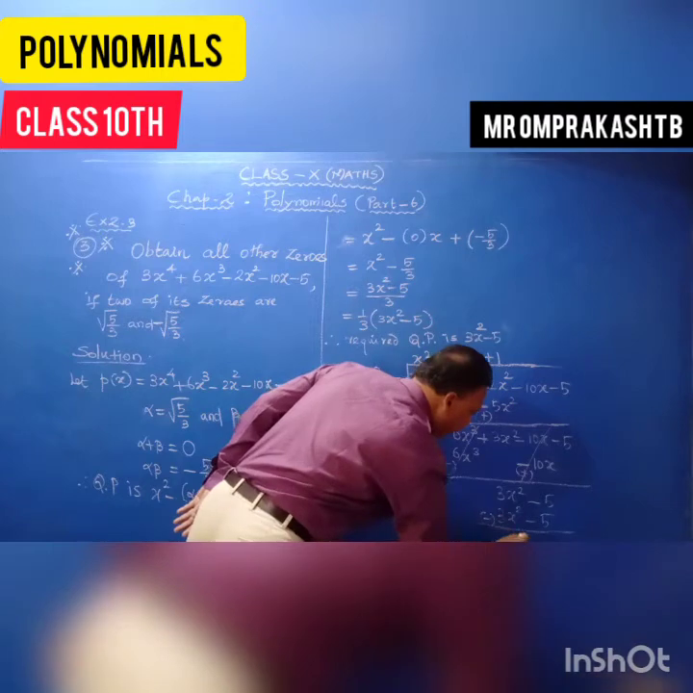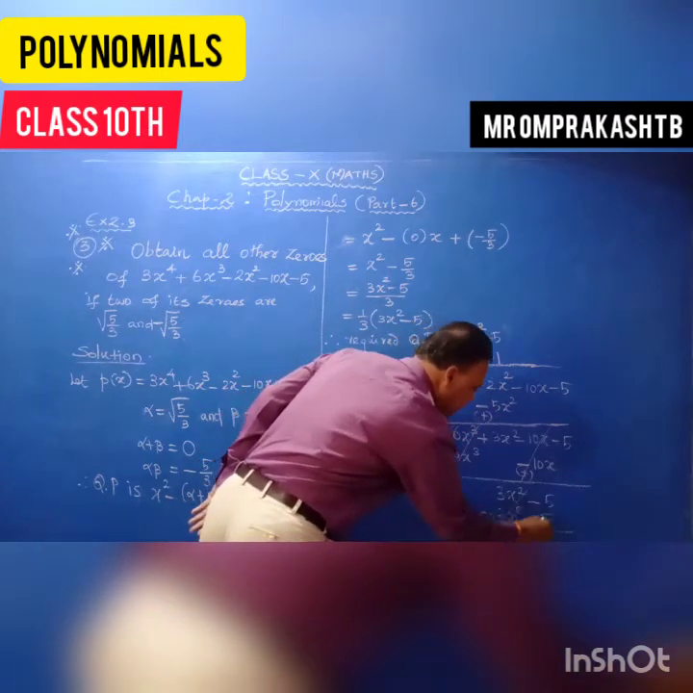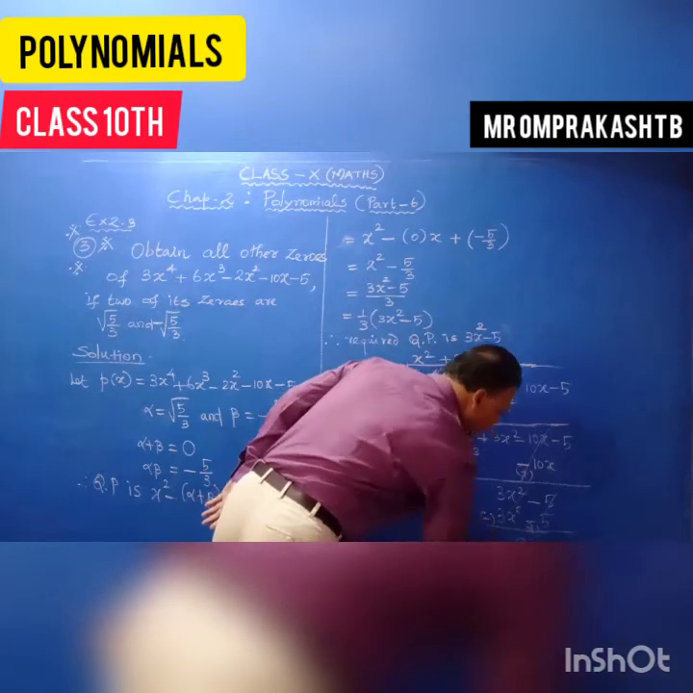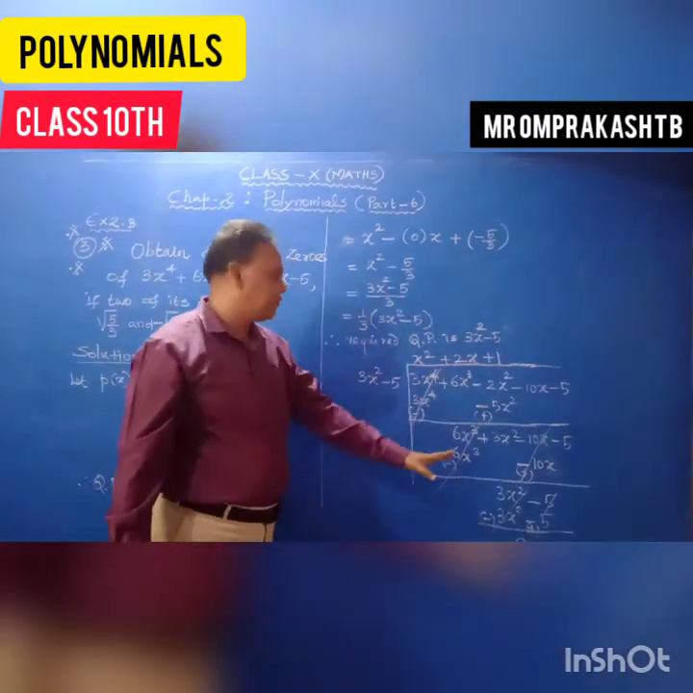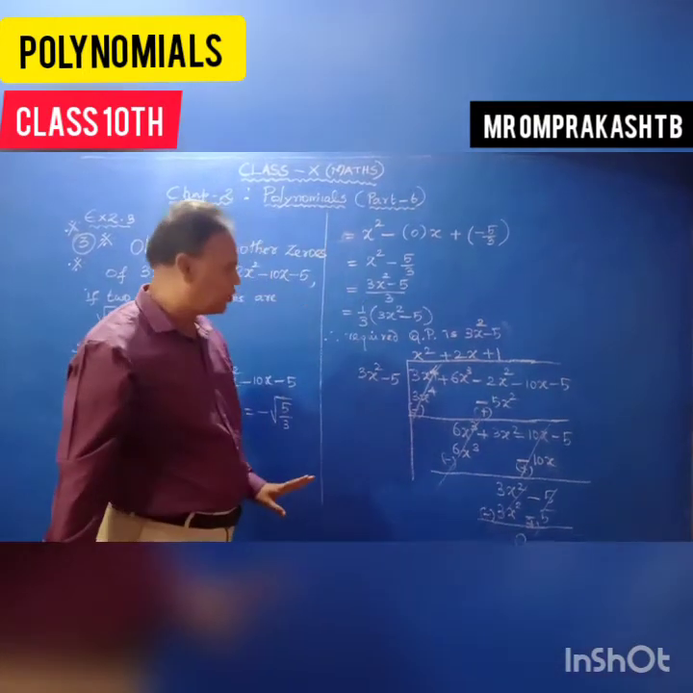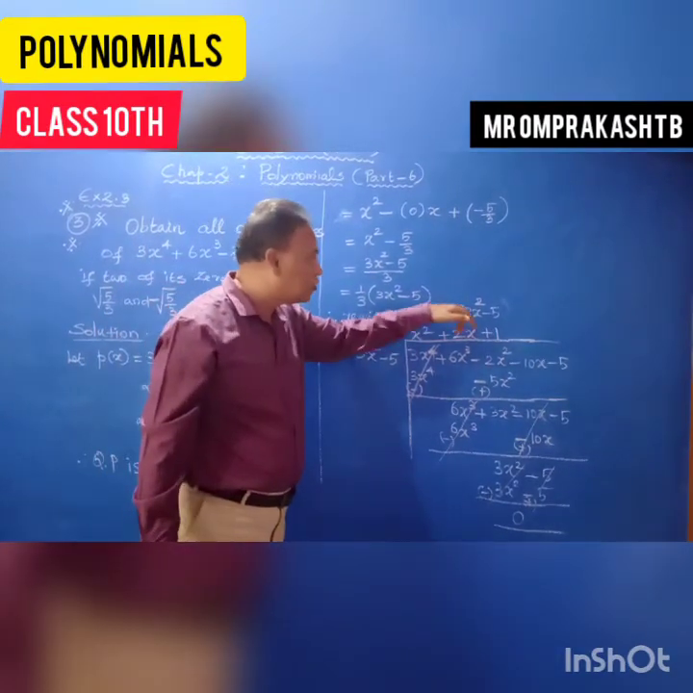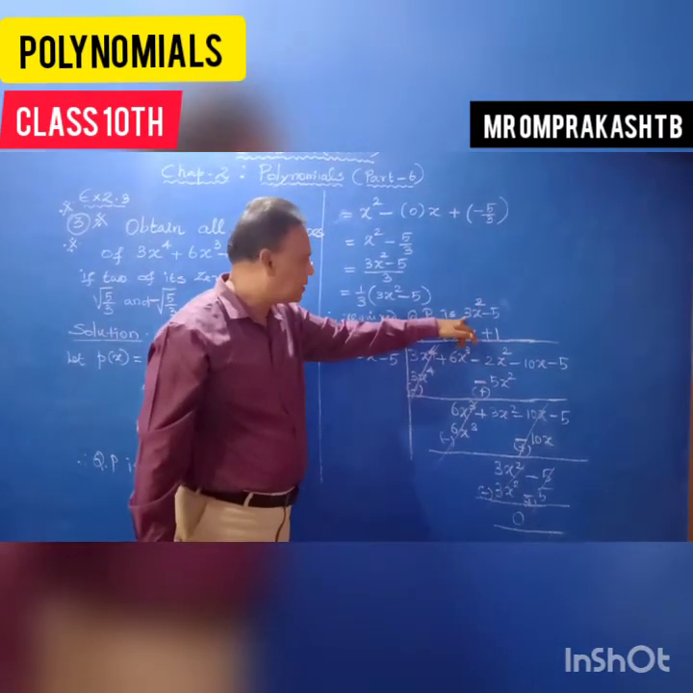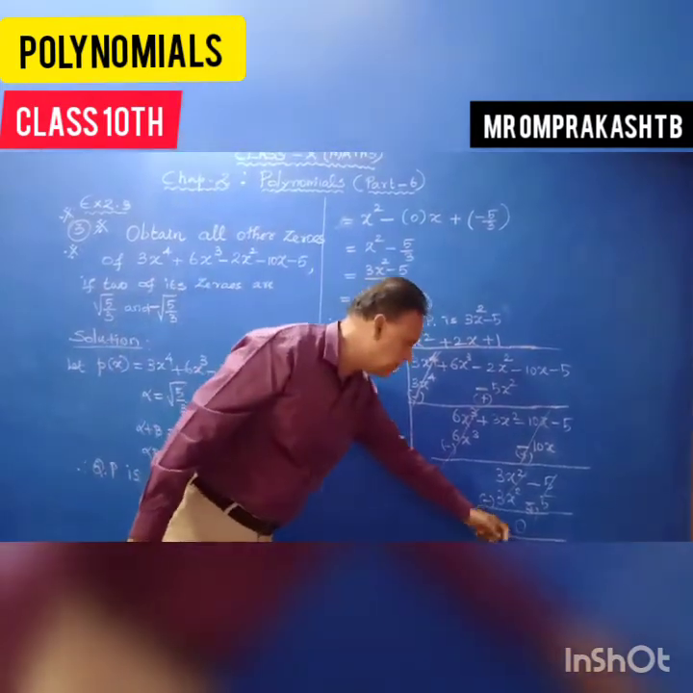Change the sign. So here plus minus cancel. Minus plus cancel. So 0. Correctly you should get 0. If you do not get 0, then you have done something wrong. Clear? So you have to get 0. Remainder is 0, because already we got this polynomial by using the other two zeros. Clear? That's why definitely when you divide with the given polynomial, you will get 0 only.